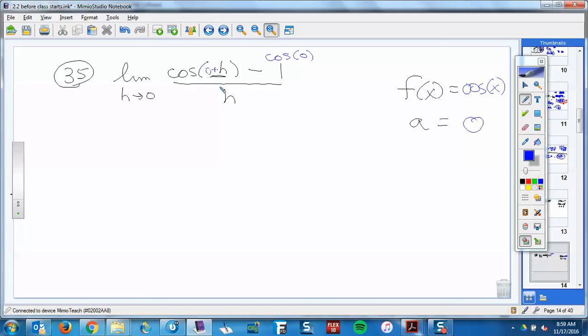Okay? All right. So if you were to work this out, and we don't know how we would with that cosine, that's a whole other ballgame. But if we were to work this out, it would give us the derivative of the cosine graph, the slope of the cosine graph at 0. Okay? So it's just thinking about that definition in reverse.